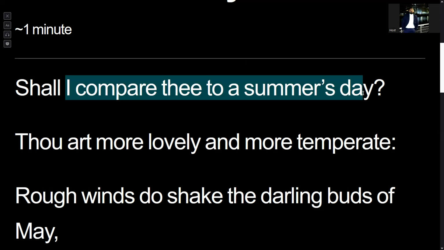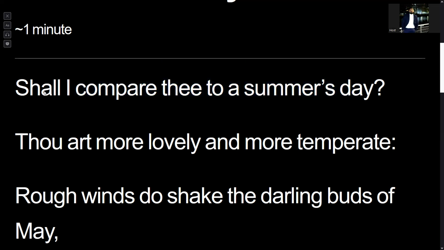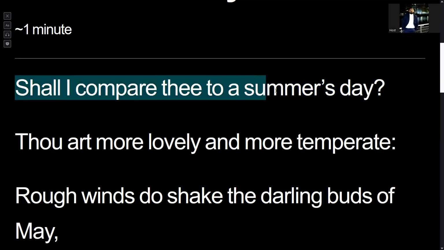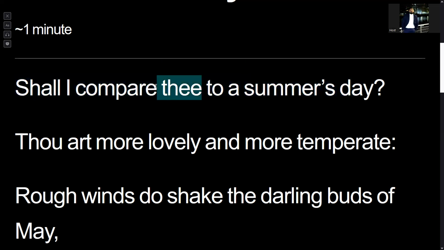Okay, so let's begin. He opens with a question: "Shall I compare thee to a summer's day?" Thee is the old way of saying you. So what he's saying is, "Shall I compare you to a summer's day?" Again, imagine this as if he is holding the other person in his arms or they're lying down together. It's very intimate, and he's turning to them and saying, "Shall I compare you to a summer's day?"